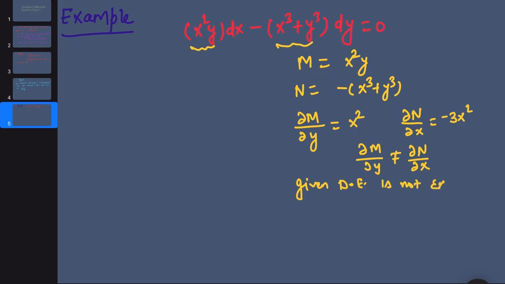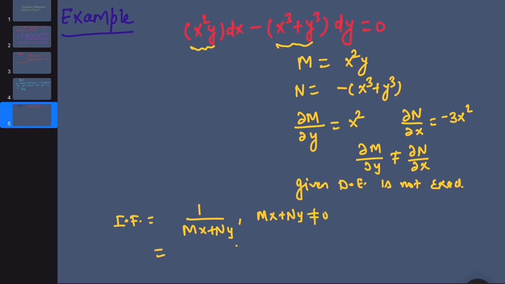So how can we make it exact? If it is not exact, how can we make it exact? We will find the integrating factor. This is a homogeneous differential equation, so the integrating factor will be 1 divided by Mx plus Ny, where Mx plus Ny is not equal to 0.